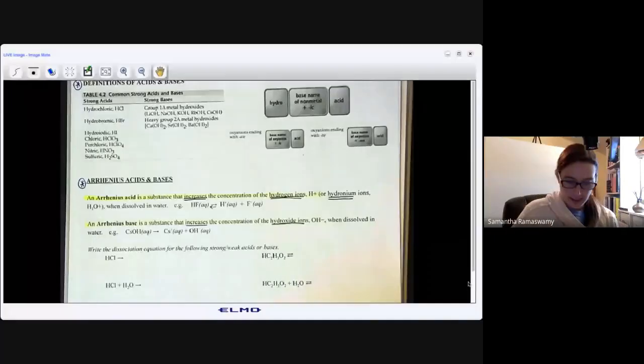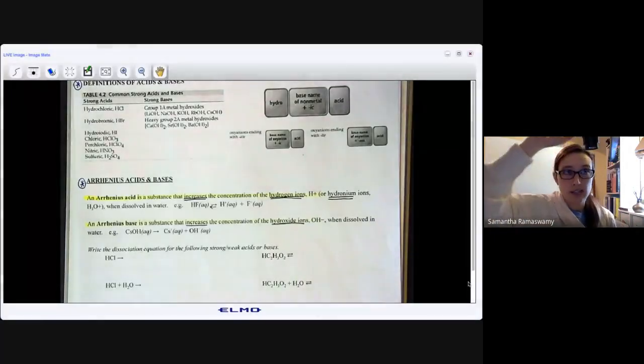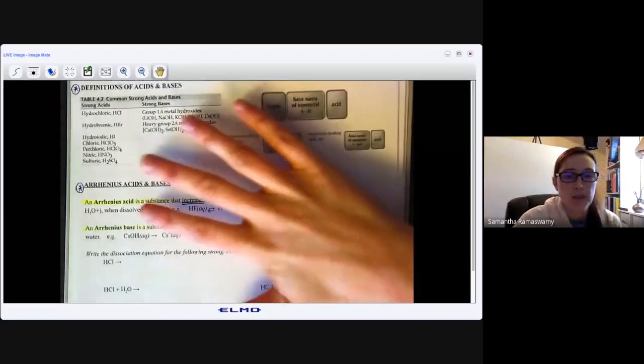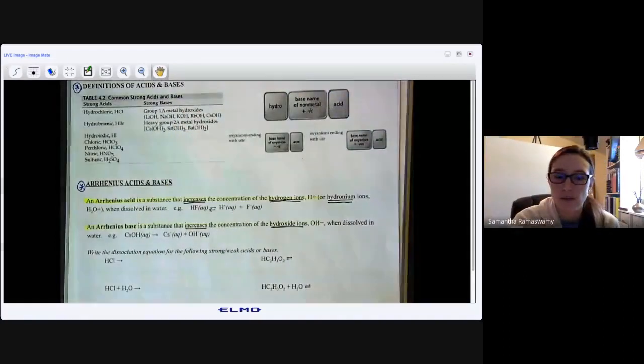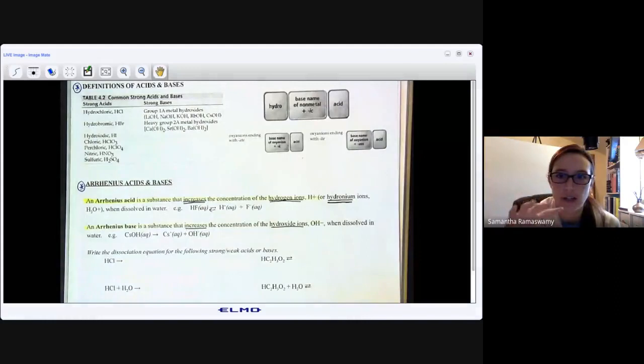I'm going to try to stay on this window, because when I flip back and forth from the document camera to Google Meet, I know on your end it gets kind of glitchy.